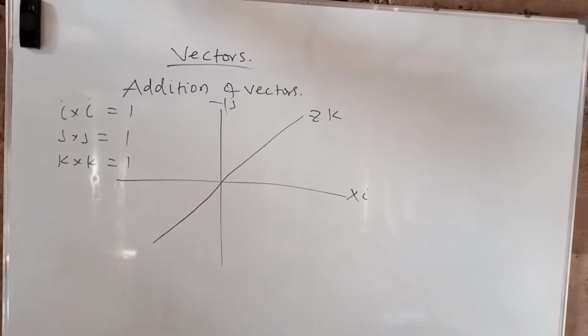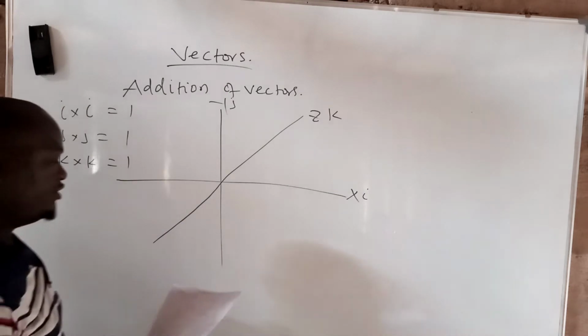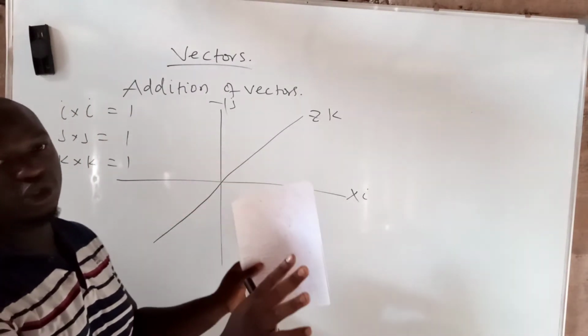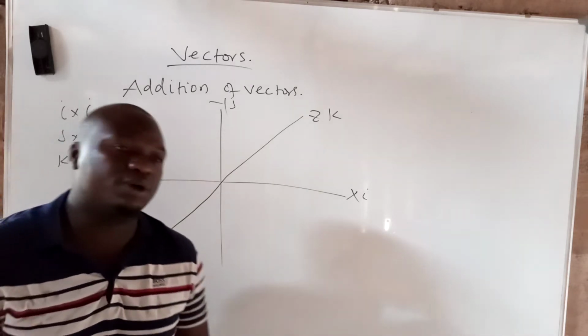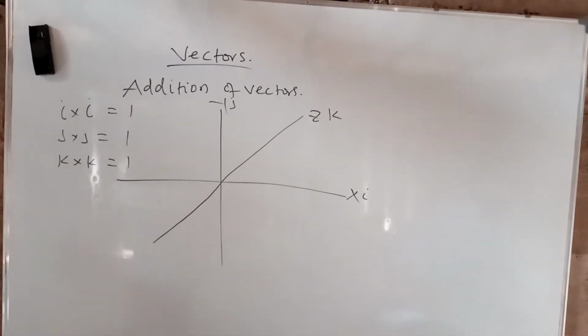In the addition of vectors, let's enter into adding vectors proper. When two vectors are moving parallel to each other, you add them. Note it very well. When vectors are moving parallel, they are moving towards the same side, you add them. But when they are moving opposite to each other, you subtract them. Look at what I'm saying.